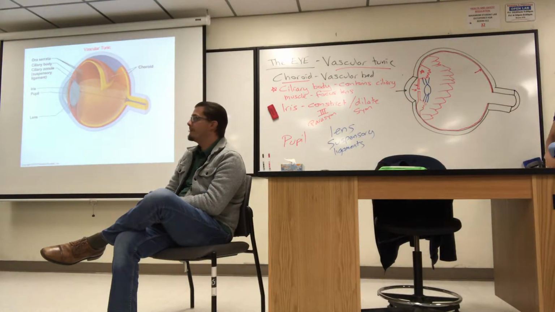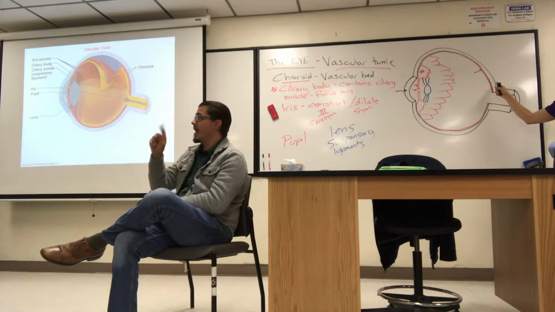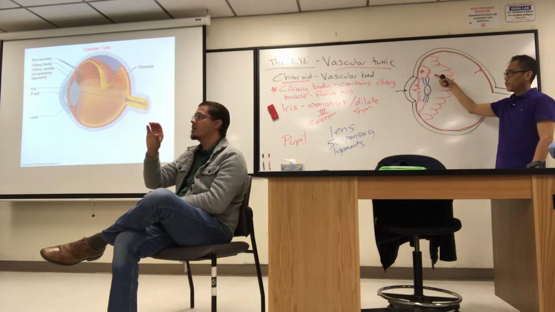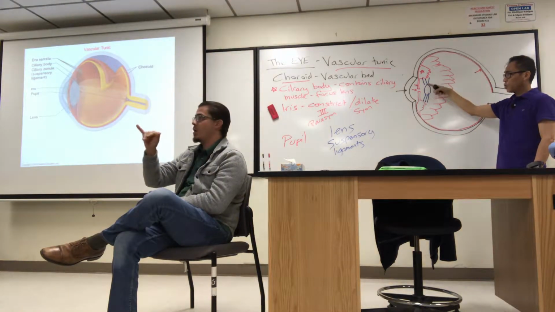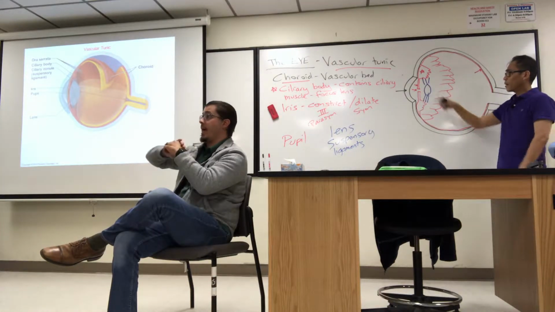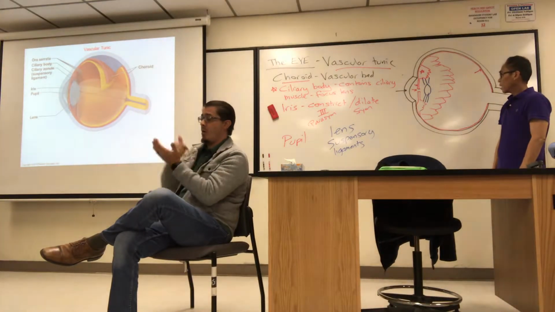So there are some important structures in this tunic. You got the blood supply, the vascular tunic. You got the choroid, ciliary body that helps you focus the lens. You can constrict or dilate your pupil. Okay. The lens will help you see far or near, depending.